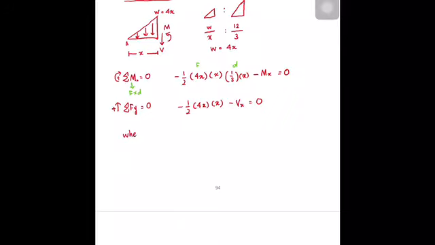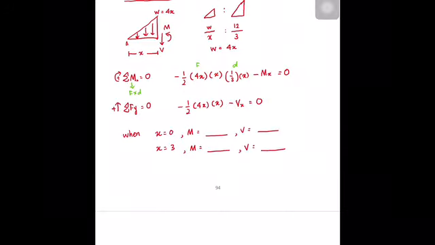Put in the value when x is equal to 0, what is your moment value and what is your V, and then when x is equal to 3, what is your moment and what is your V. Okay, you calculate, and after we get all the values, then we can proceed with the shear force and bending moment diagram.